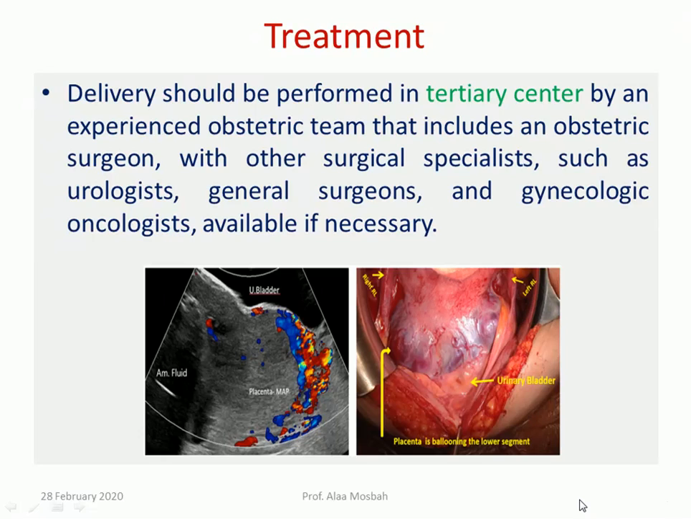For treatment, delivery should be performed in a tertiary center by an experienced obstetric team and a multidisciplinary team that includes the obstetric surgeon with other surgical specialists such as the urologist, general surgeon, and the gynecologic oncologist if necessary. As you see, the bulging here in the lower uterine segment is due to placenta accreta. And if the accreta reaches the bladder and the peritoneum, it is called percreta.